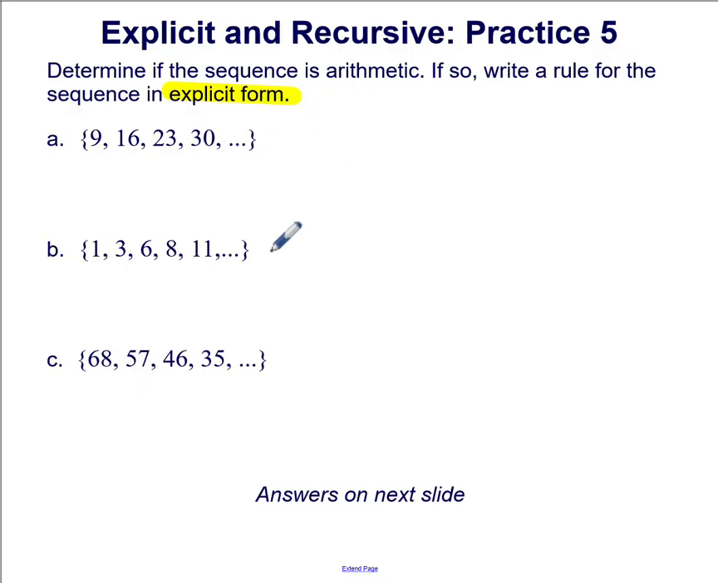Next, we have 1, 3, 6, 8, and 11. That continues on to infinity. And then we have 68, 57, 46, and 35, and that continues on to infinity. So pause the video. Determine if this sequence is an arithmetic sequence or not, and then, if it is, write the rule in explicit form. And welcome back. Let's compare answers.